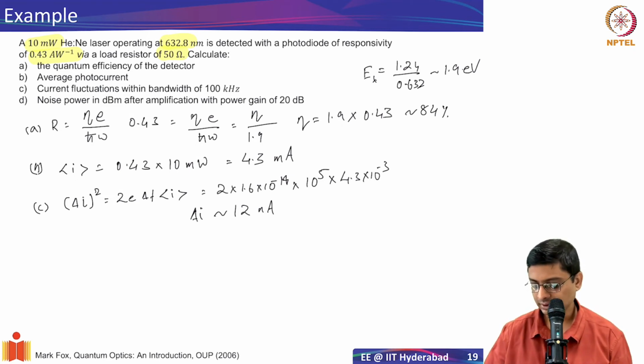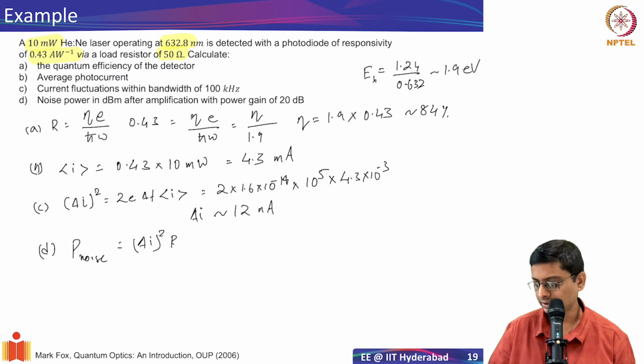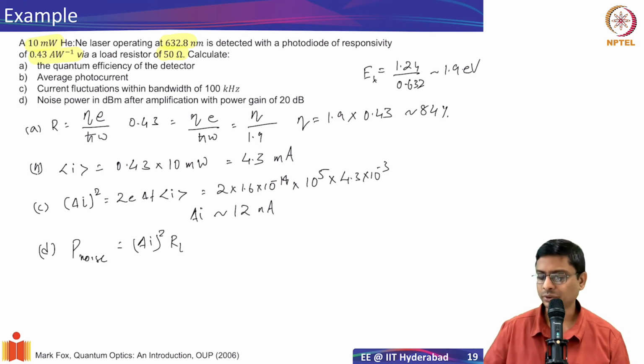And then the fourth one is noise power in dBm after amplification. So noise power now is what? I square into RL, right? Delta I we have calculated already. So P noise is going to be delta I square RL, right? That's what it should be. And that is going to be equal to 12 nanoamps squared into RL, which is 50 ohms. 12 into 50?